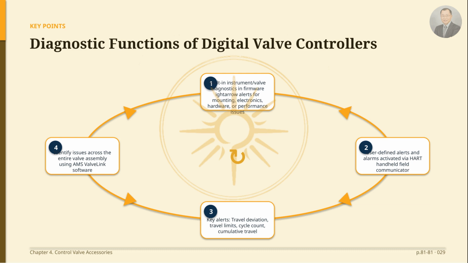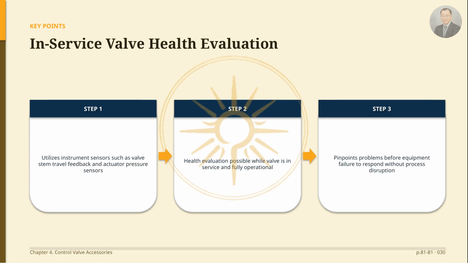Additionally, AMS ValveLink software performs tests to identify problems across the entire control valve assembly. By utilizing valve stem travel feedback and various sensors on the instrument, including the actuator pressure sensor, the health of the control valve can be evaluated while the valve is still in service and fully operational. This helps pinpoint problems before the equipment fails, allowing for a response without disrupting the process.